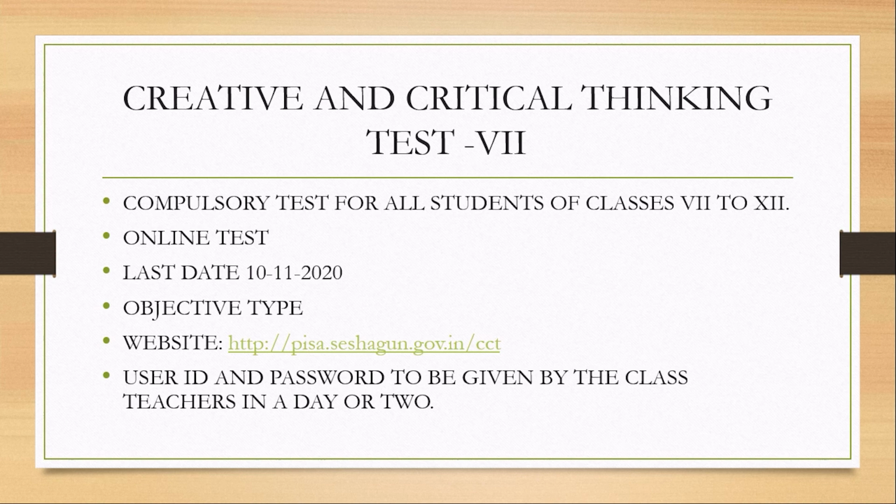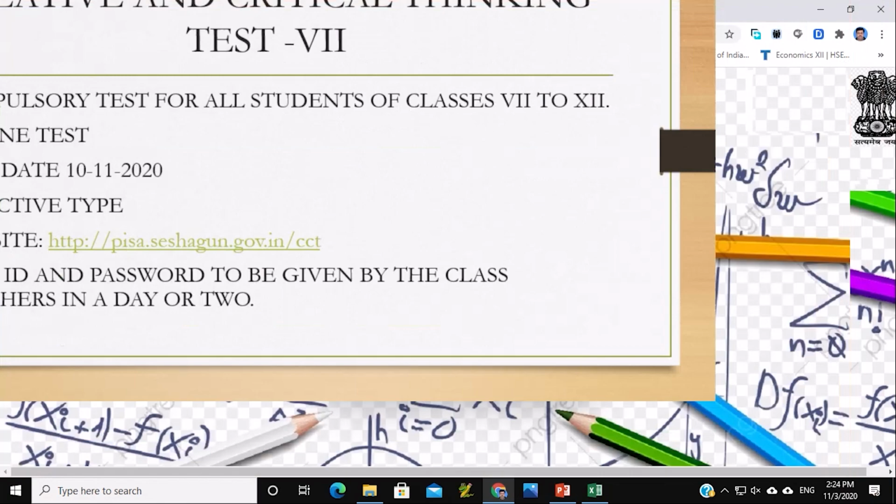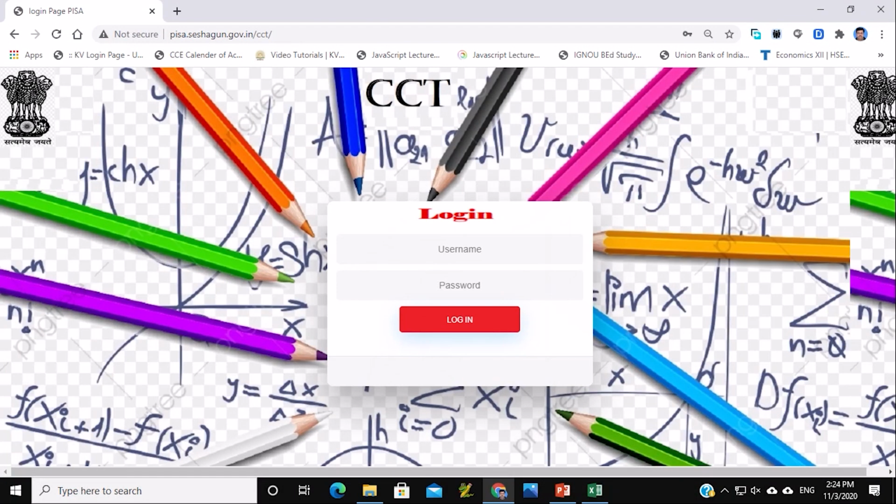Okay. So children, already you have attempted the previous tests of CCT. Okay, we also call it as PISA test. So you remember that PISA 6 was sent to you by WhatsApp. Similarly, this question paper also you will download from the website. Okay, the entire procedure I will tell you. Your class teacher will give you a user ID. User ID and password initially both are same.